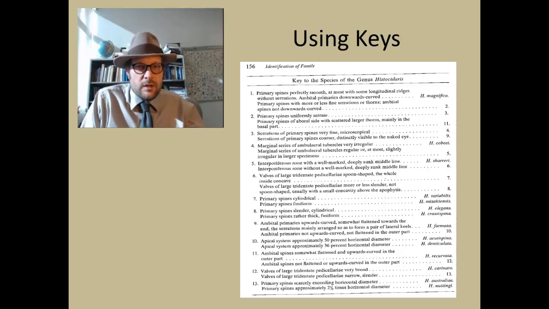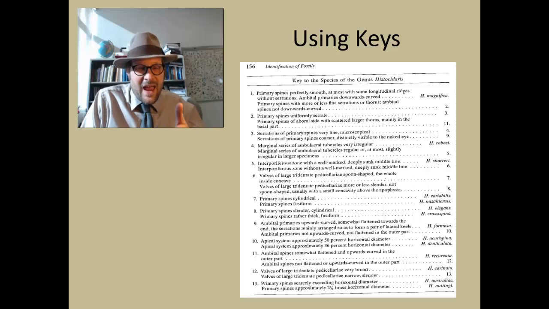So keys basically work like this. You read the first key. So in this case, number 1, primary spines perfectly smooth, at most with some longitudinal ridges without serrations, ambient primaries downwards curved, then you've got that species. If not, the primary spines with more or less fine serrations or thorns, ambient spines not downwards curved, then you go to step 2. So you step through these until you get to the species.